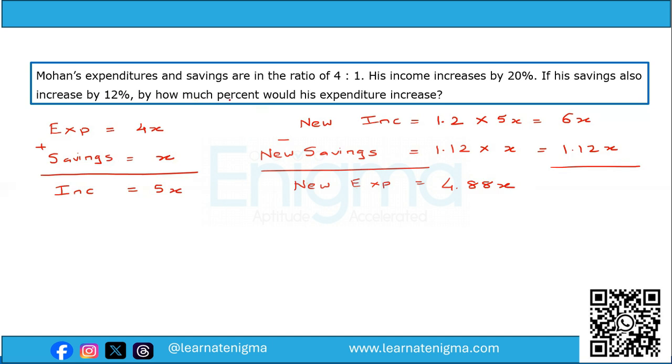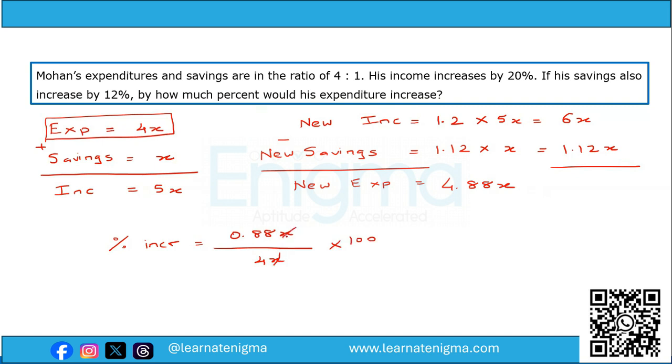Now, the question asked is by how much percentage would his expenditure increase? Now, the original expenditure is 4x, new expenditure is 4.88x. So, percentage increase we have to find out. The formula is increase. Now, the increase is 0.88x upon the original value, that is 4x into 100.